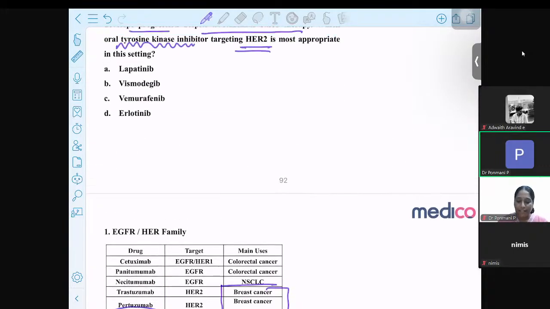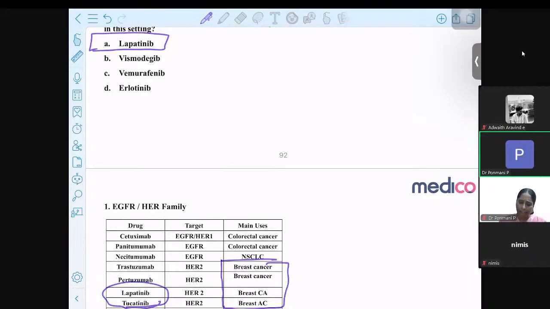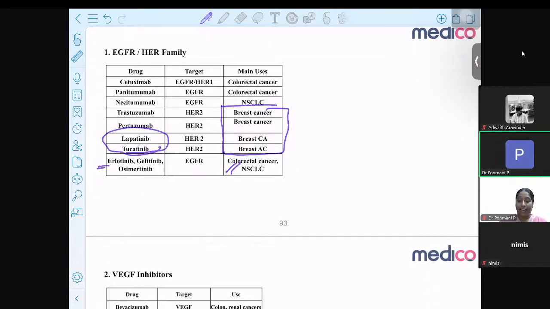Let us see whether it is available in the options. Yes, option A, which is lapatinib. It is the right answer. Why not regorafenib? It is mainly used for colorectal carcinoma. It is not used for breast carcinoma. Hence the answer here is lapatinib.